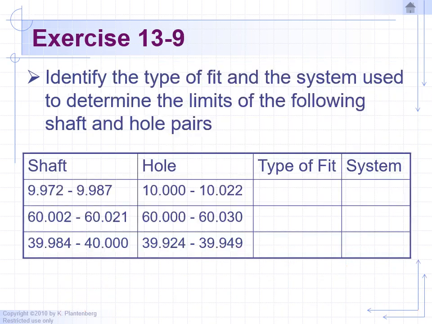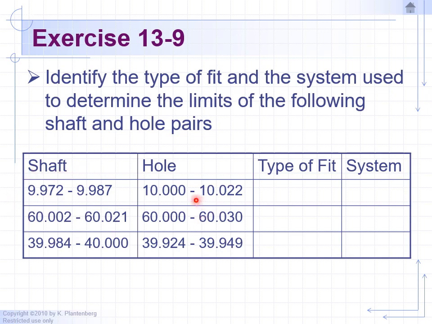Next slide. Identify the type of fit and the system used to determine the limits of the following shaft and hole pairs. Okay, so let's take a look at the first one. Let's take a look at the shaft. If you have a bucket of shafts, let's say you have 100 of them, and they all meet the tolerance anywhere from 9.972 in diameter up to 9.987 in diameter. And let's say this is millimeters.